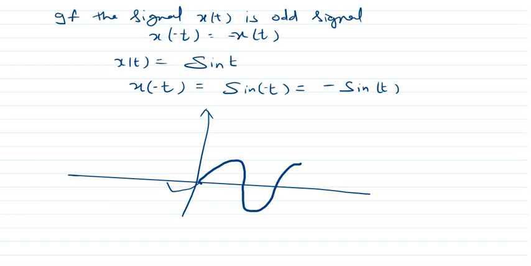You can see here, this is our graph of sin t. So basically we are getting the odd symmetry. So this is odd symmetry.